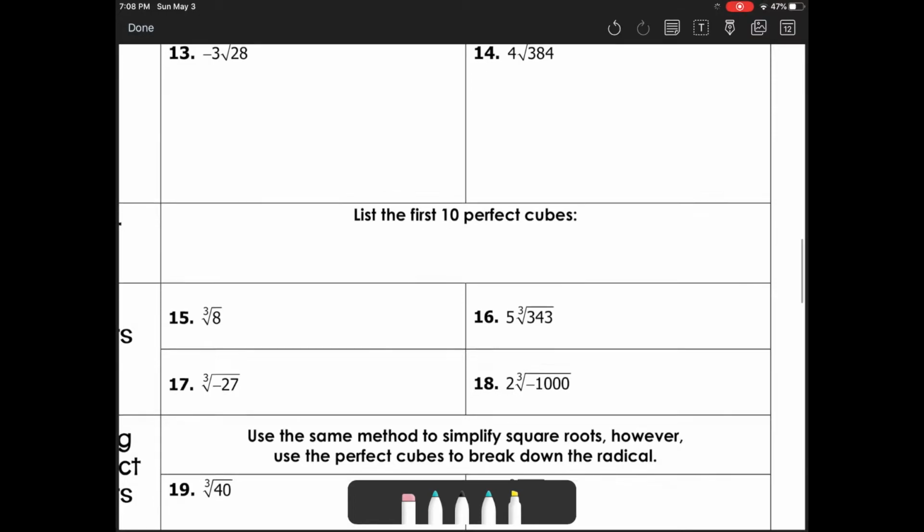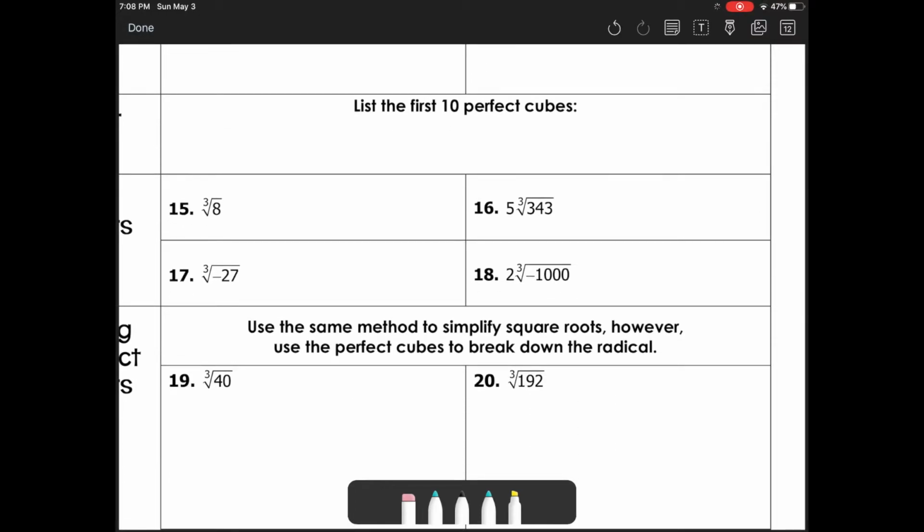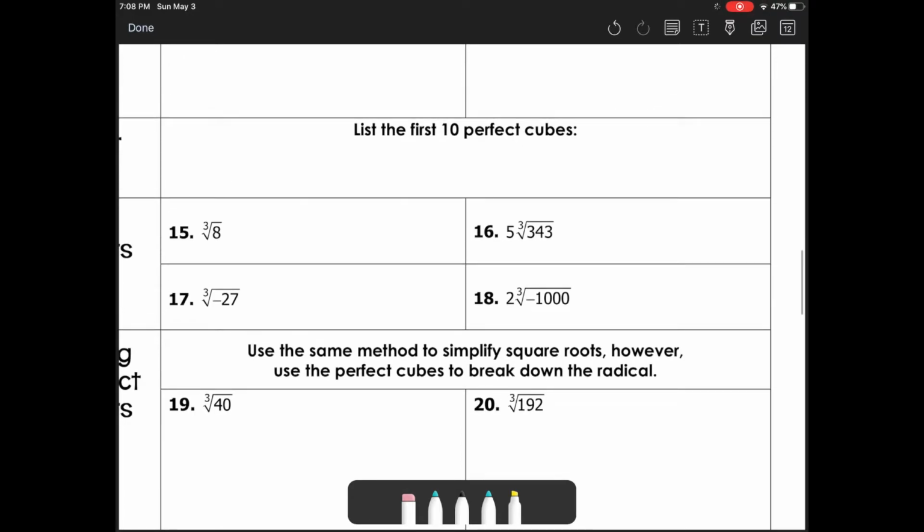All right, so we're back now to talk about cubes and cube roots. So a perfect cube, a perfect square was a number times itself. 1 times 1, 2 times 2, 3 times 3, 4 times 4. Perfect cubes are numbers times themselves 3 times. 1 times 1 times 1. 2 times 2 times 2.